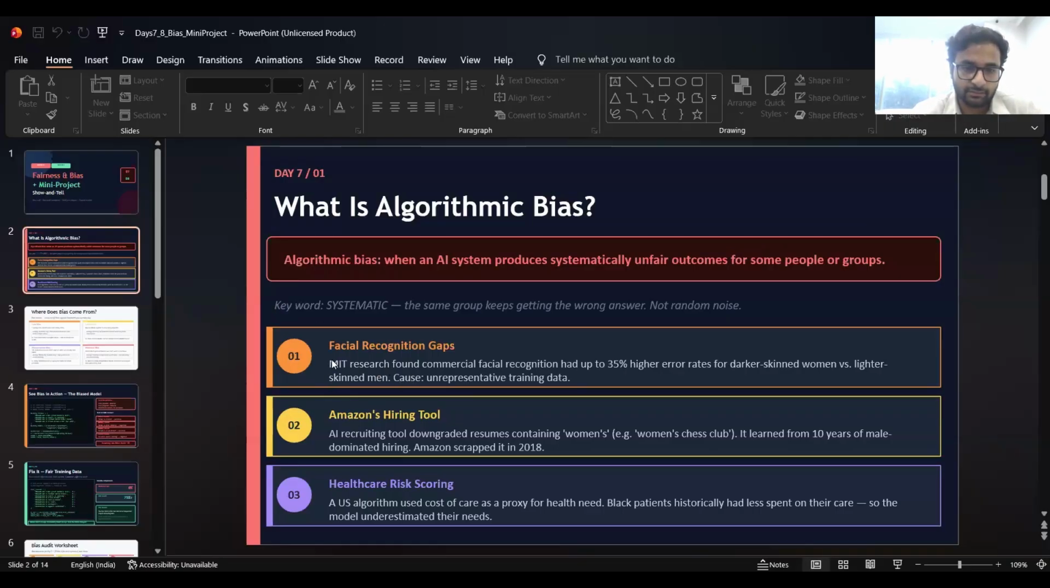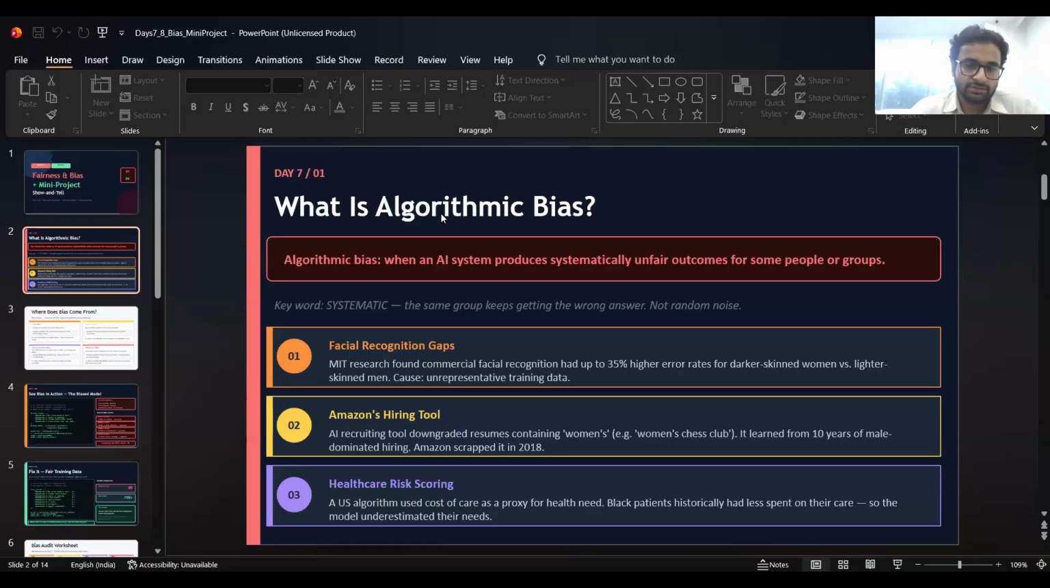Here are some examples as well. MIT research found that commercial facial recognition had up to 35% error rates for darker skinned women and lighter skinned men. Underrepresentative training data causes such issues, because if the model is not trained to cater to all the available options, it will show bias towards a particular group or community.